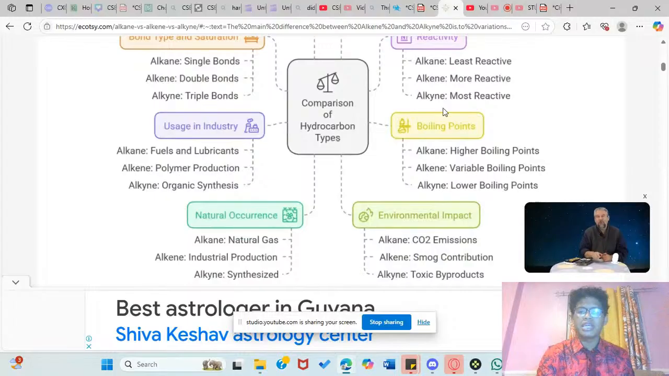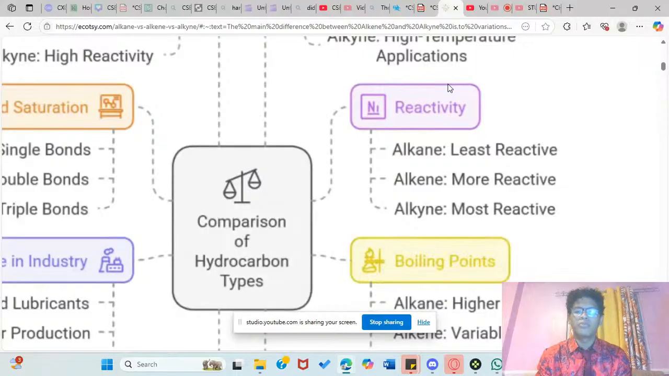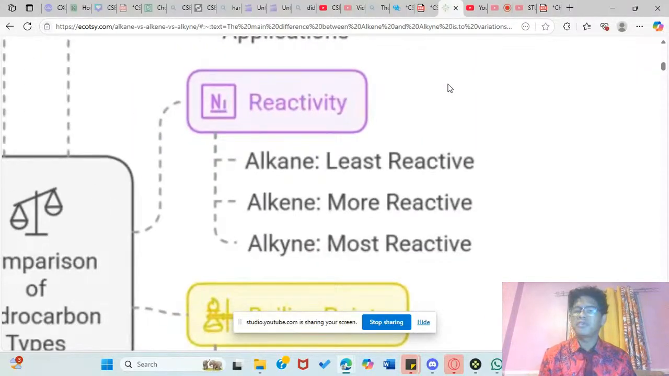So now let's look at the reactivity of the alkanes, alkenes and alkynes from the least reactive to the most reactive. I think this is a very important note. Alkane is the least reactive. Alkene is more reactive, in between on that spectrum. And we have alkyne, which is the most reactive of the homologous series.